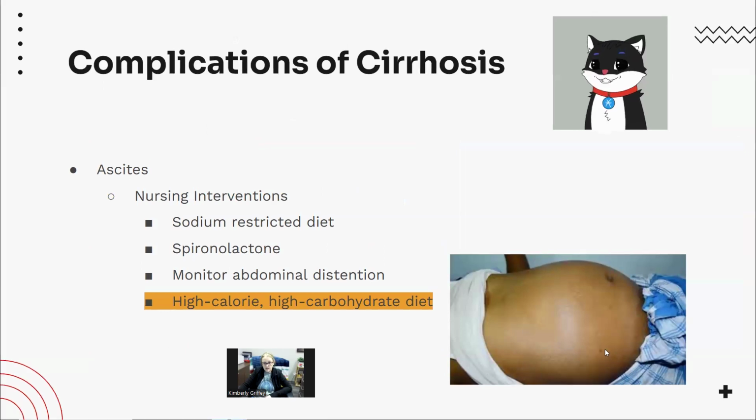So this is somebody that has ascites. You can see how their belly, or their abdomen, is very rounded. If you did your percussion on it, you would almost hear like a tympanic drum. So with these patients, you want to do a sodium restricted diet. We're going to give them spironolactone. We're going to monitor abdominal distension. So what do you think is a way that we can do that? We're going to measure abdominal girth. And these patients are going to need high calorie, high carbohydrate diets.